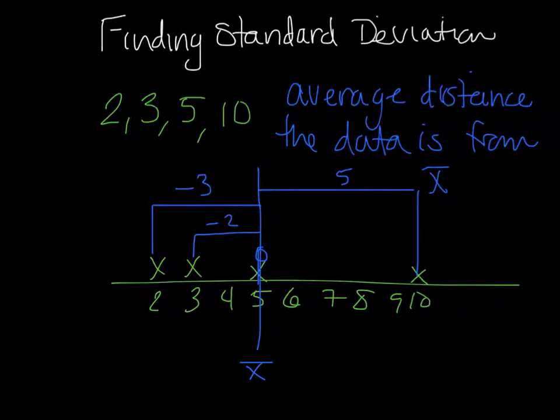Now, the tricky part about standard deviation is if I just add these up as is, so 5 plus -3 plus -2 plus 0, we get 0. So technically the average distance is 0 divided by 4, which is 0. And that's not good, because it's going to happen that way every single time. So instead we have a different formula for the standard deviation.